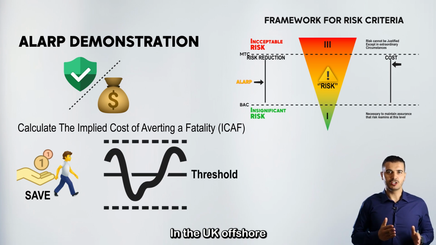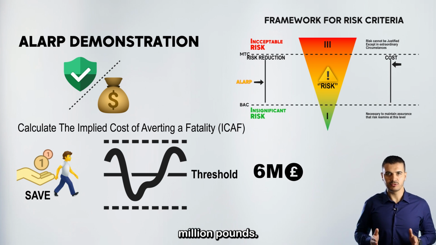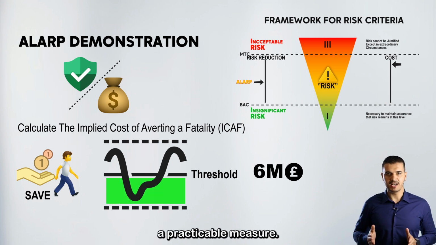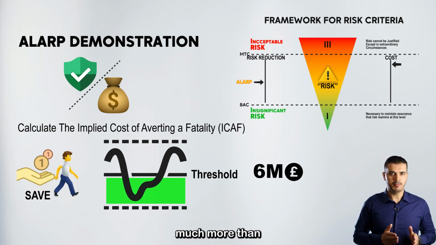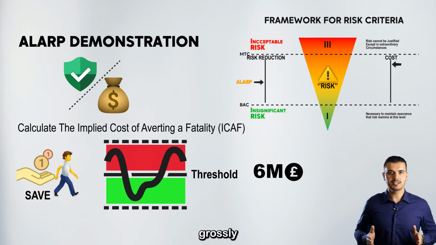For example, in the UK offshore, the threshold is £6 million. If saving a life costs less than 6 million, it's likely a practicable measure. But if the cost is much more than 6 million, the cost is considered grossly disproportionate and the measure may not be justified.